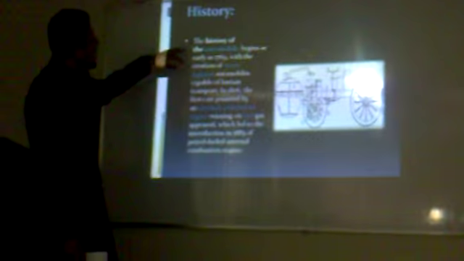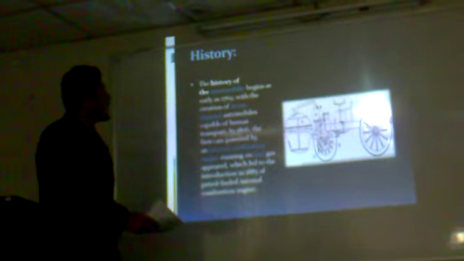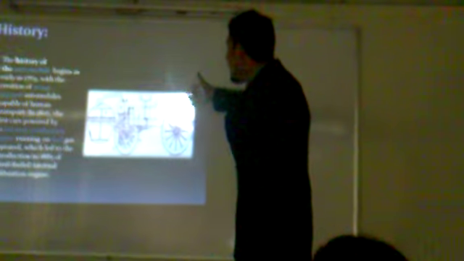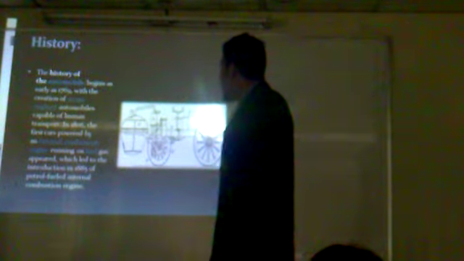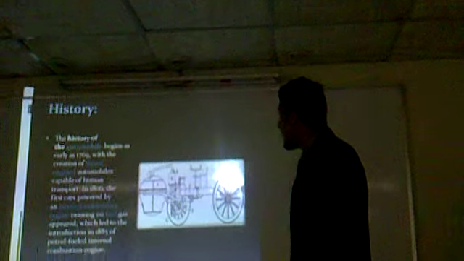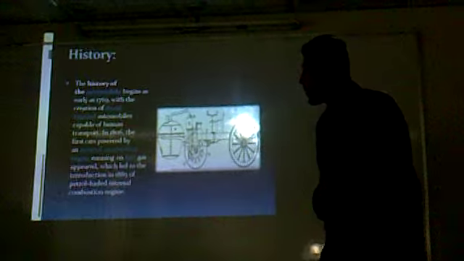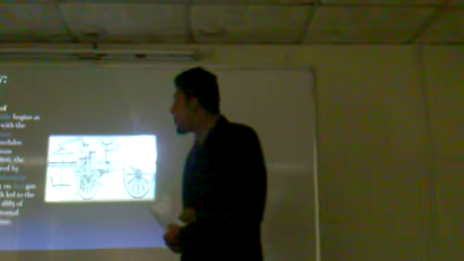Now the history of the automobile. The history of the automobile begins as early as 1769 with the creation of the steam engine automobile. You can see here the picture of the steam engine automobile capable of human transport. But in 1806, the first car powered by an internal combustion engine running on fuel gas appeared, which led to the introduction in 1885 of the petrol fuel internal combustion engine.